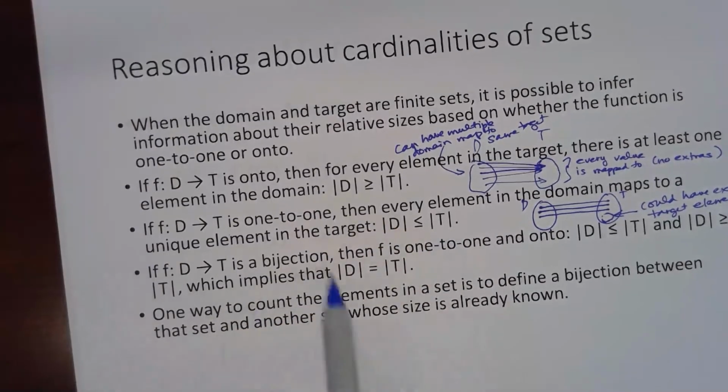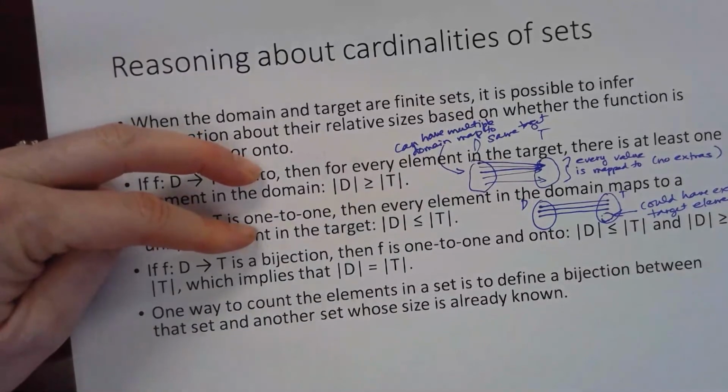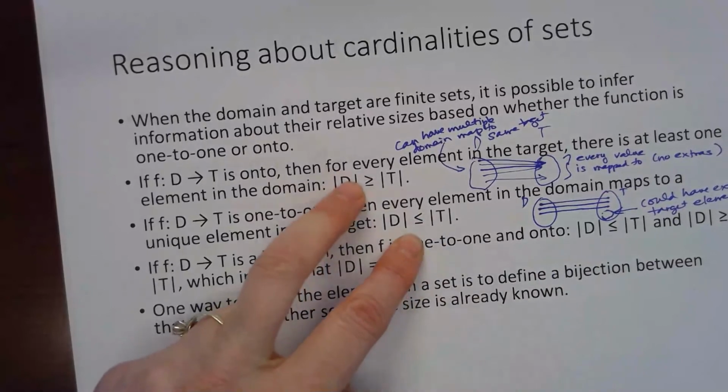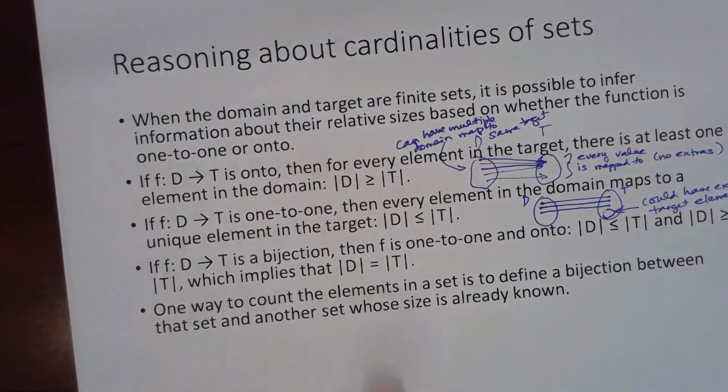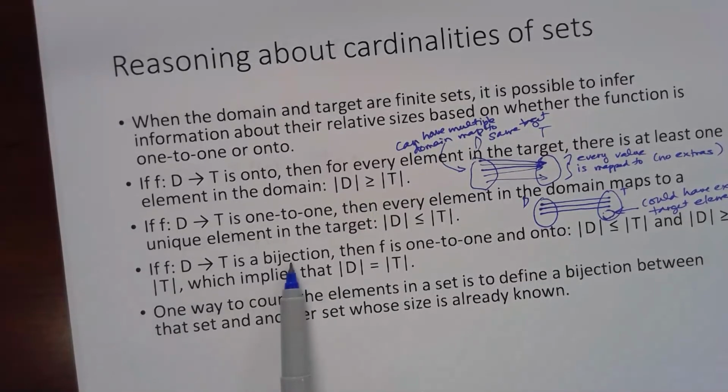Now, if it's a bijection, then I know it's both of these things. So this one has to be true, and this one also has to be true. The only way for these both to be true at the same time is if the domain and target are equal. And that's really significant, because if I want to show that two sets have the same cardinality, the same number of elements, all I need to do is define a bijection between them. So if I can define a bijection from one set to another set, I can guarantee that they have the same number of elements.